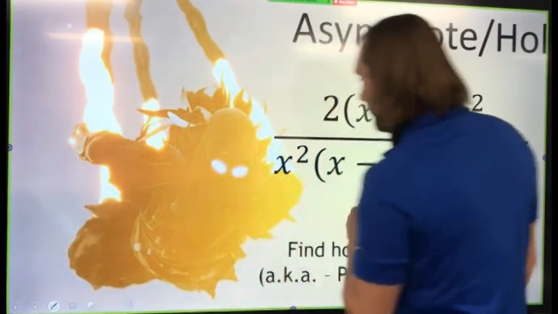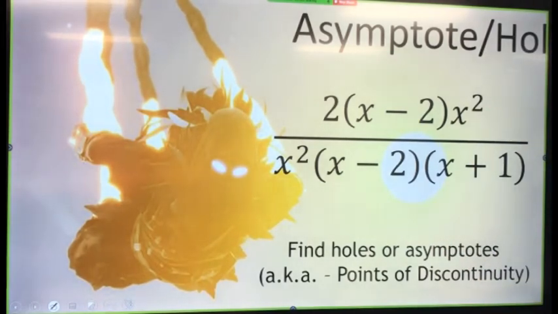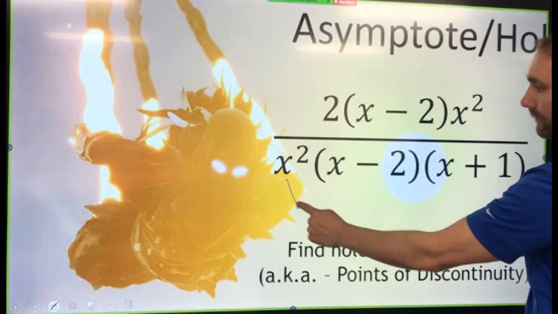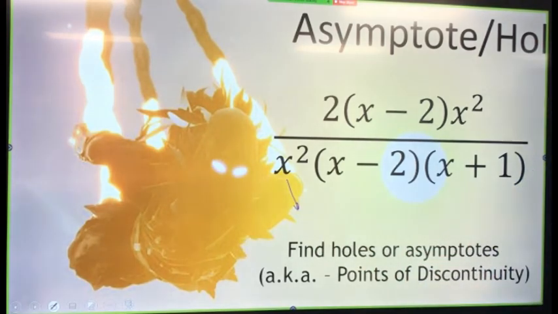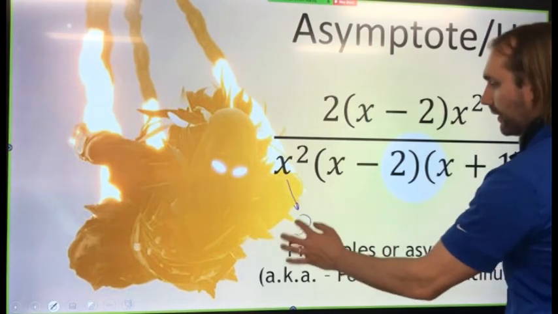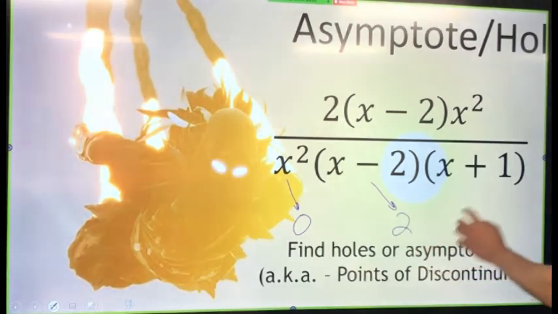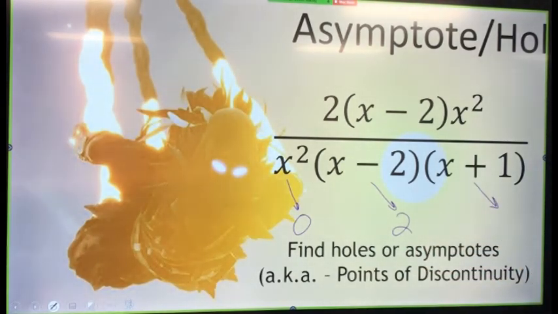So tell me, how many points of discontinuity does this rational function have? 2. Just 2? How many values for x will make the denominator 0? Will this one have a 0? You can plug in a value there and get 0, right? 0 squared is 0. What about this one? Will this have a 0? At 2. And this one, will this have a 0? Minus 1. So how many points of discontinuity do I have?